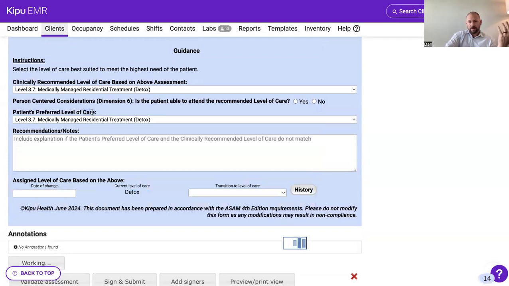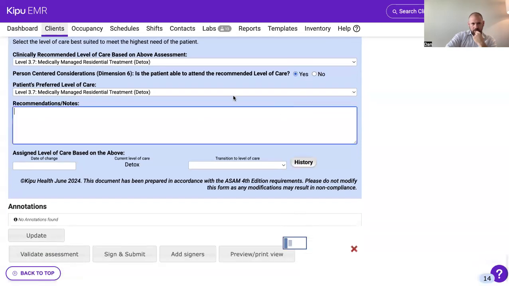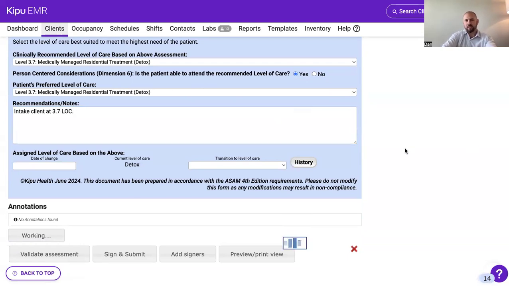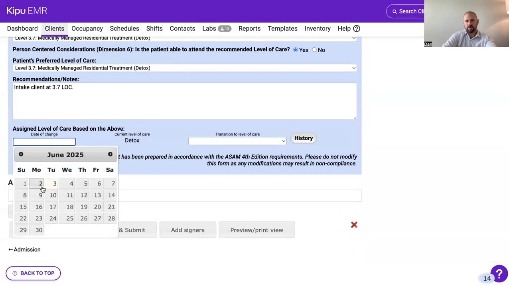Patients' preferred level of care. I mean, they're coming into detox. Clearly, you're not going to be talking about levels of care with them like this, but they're coming in requesting detox. The main reason they're probably coming in is because they want to talk to the doctor about helping them with comfort meds. That's 3.7. Recommendations. Just repeat it. Intake client at 3.7 level of care.